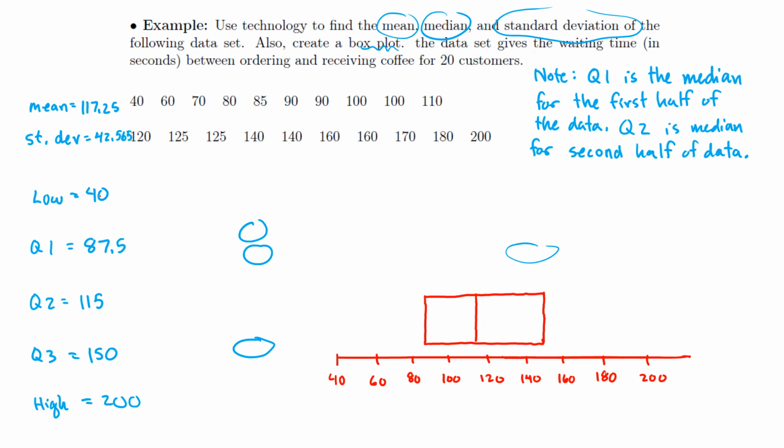And then, of course, we can extend down to our low and extend up to our high. Definitely no outliers here, right? The low of 40 and the high of 200 isn't far from the bulk of the data. So we just extend the arms out in both directions.